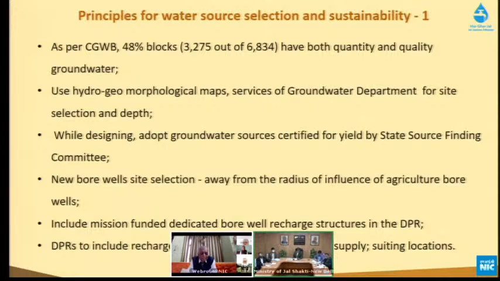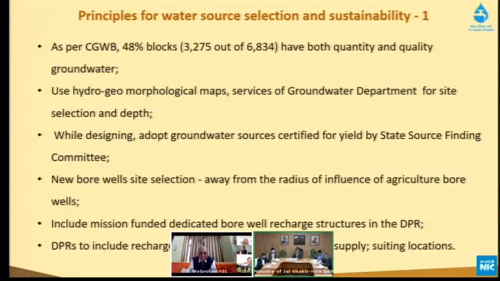Again, you can of course use hydrogeomorphological maps, and the services of the groundwater departments would be used for selection of your sites. While designing, you will have to ensure that the yield is certified by the source finding committee. It is part of the guidelines, it's mentioned. And when we visited some of the states, we found that most of the bore wells used for drinking water supply are situated very near to the agricultural fields.